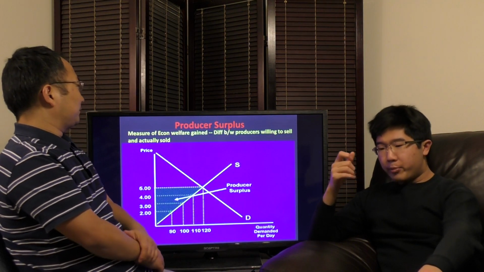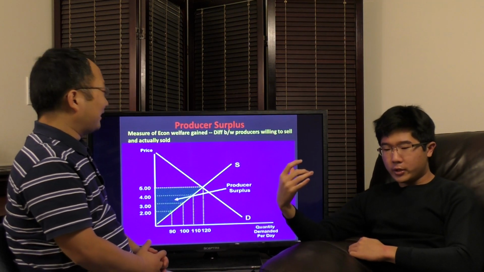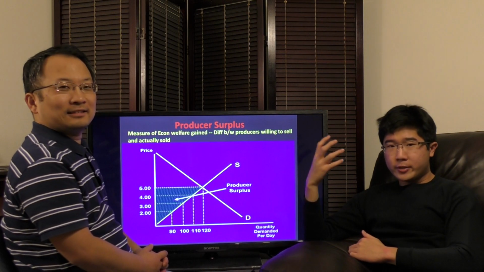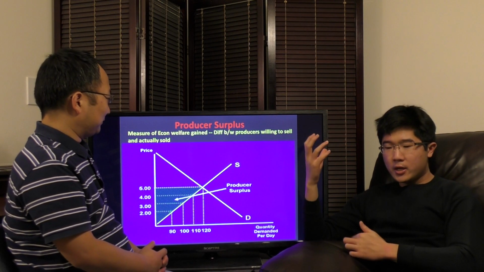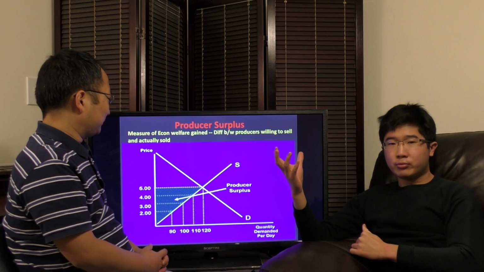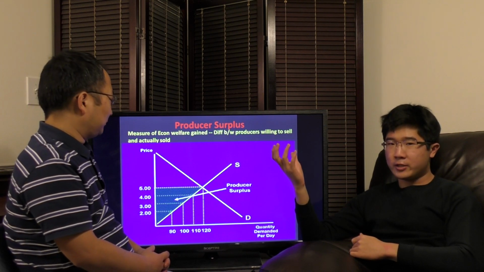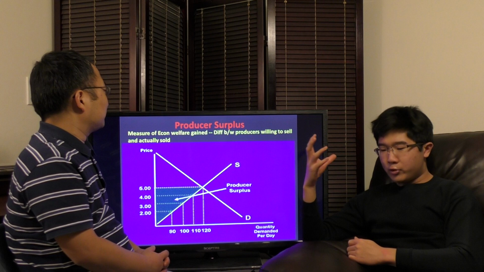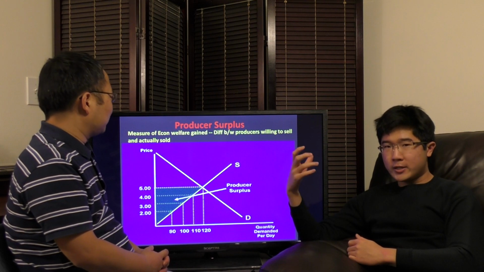Okay. So now we have producer surplus, which is the exact opposite of consumer surplus. Producers want to maximize the price at which they sell. Instead of having a maximum price they're willing to pay, they have a minimum price they're willing to sell at, because they're willing to sell at as high as you want. Because they're producers, they want to sell at a higher price.